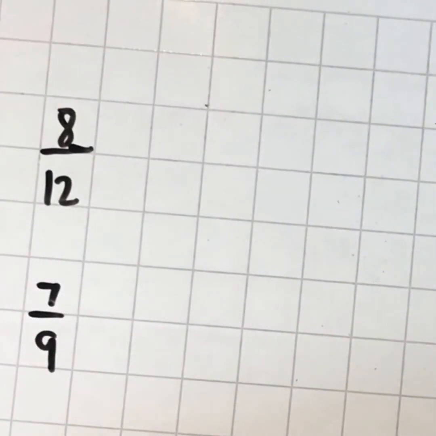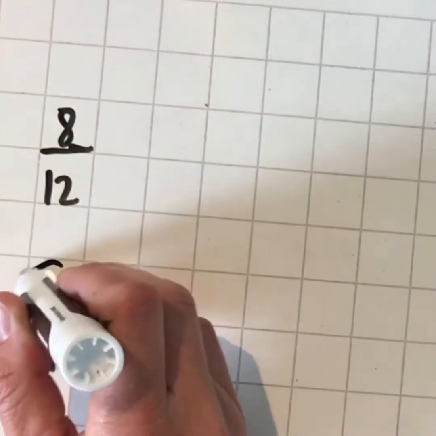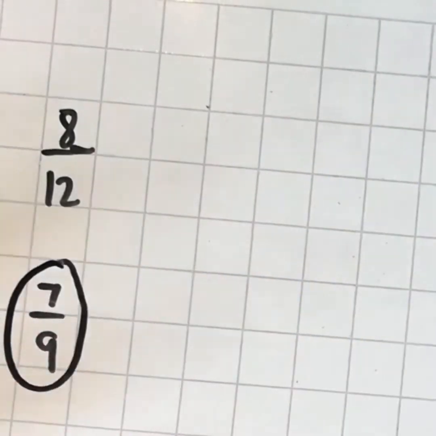So what you need to think about is if you've got 12 cubes all together and 8 are blue, or you've got 9 cubes all together and 7 are blue, which one are you most likely to pick a blue cube out of? Okay, so the most likely is going to be 7 ninths, okay? So your answer is bag B.